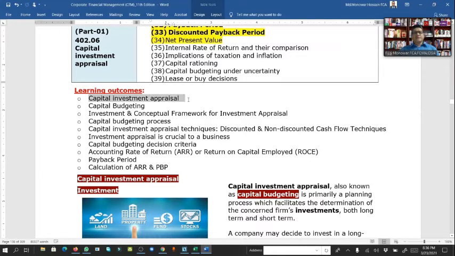In capital investment appraisal, we will discuss capital budgeting, the investment conceptual framework, the capital budgeting process, and some techniques, discounting and non-discounting techniques, investment appraisal, capital budgeting decision criteria, accounting rate of return, payback period, discounted payback period, etc.